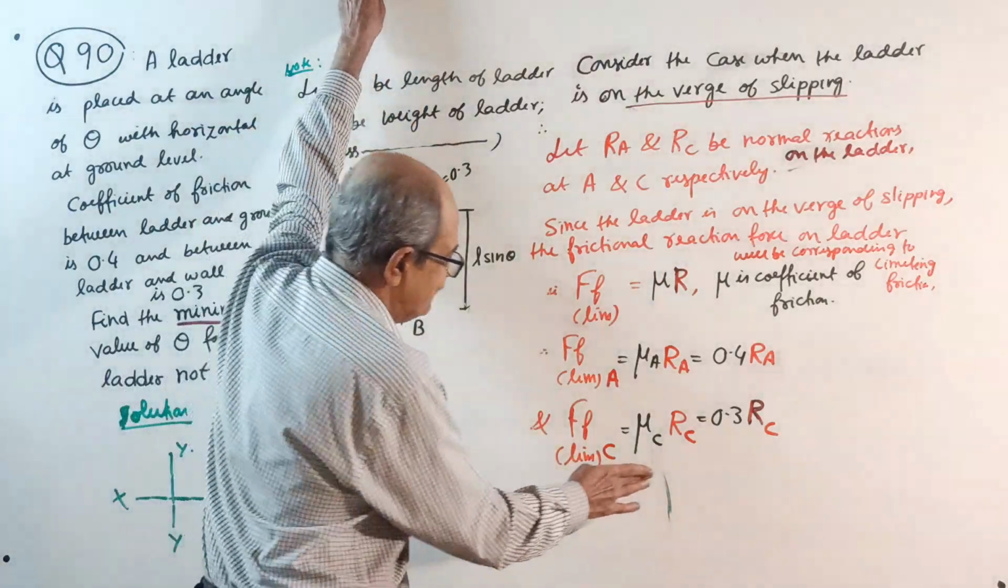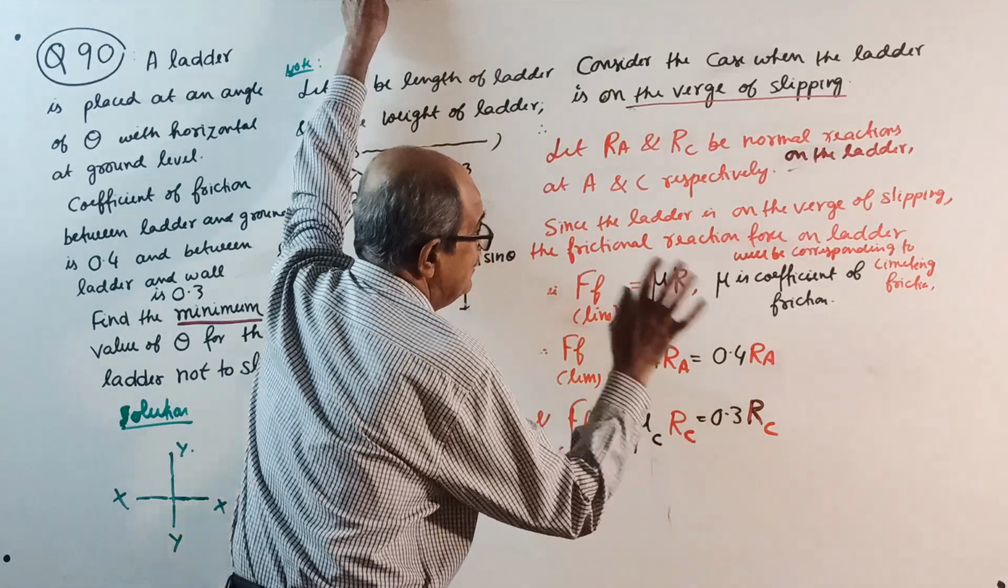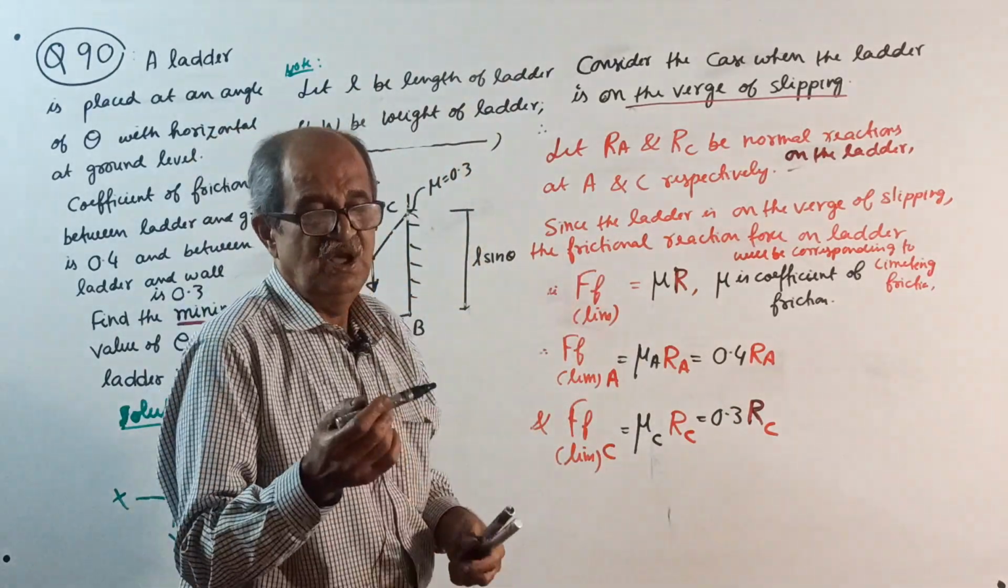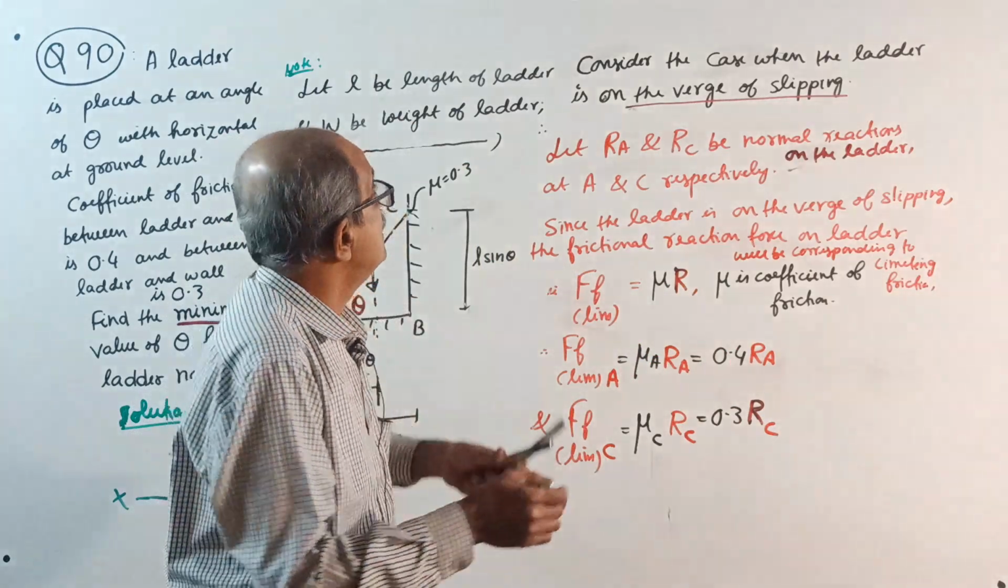Okay. Mu C into RC, 0.3 into RC. Now, I will tell one thing for you. See.